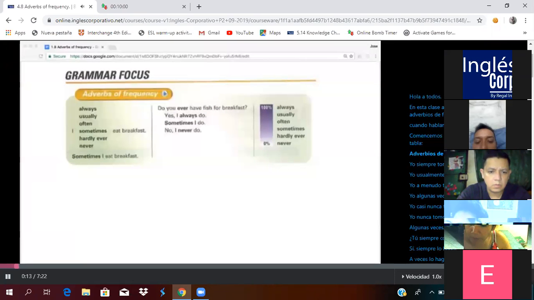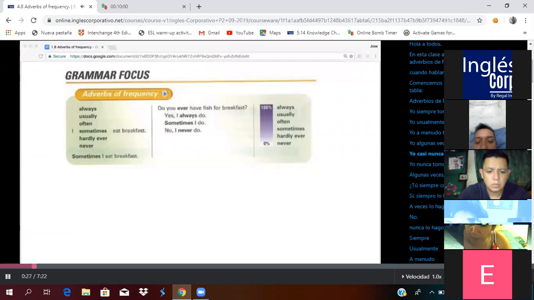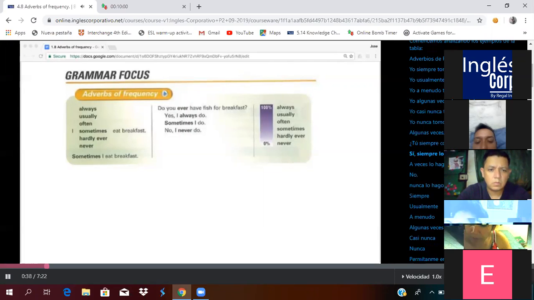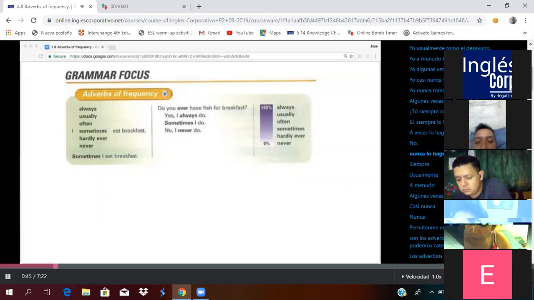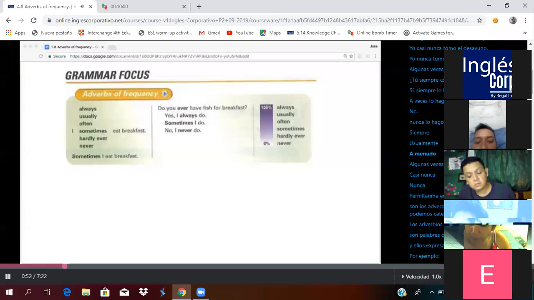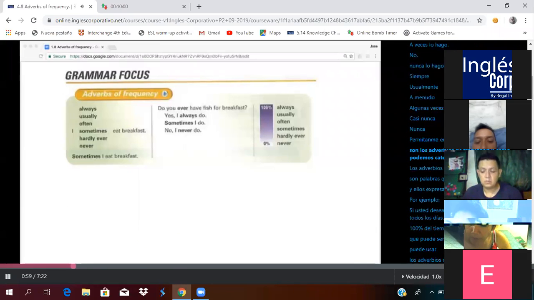Adverbs of frequency. I always eat breakfast. I usually eat breakfast. I often eat breakfast. I sometimes eat breakfast. I hardly ever eat breakfast. I never eat breakfast. Sometimes I eat breakfast. Do you ever have fish for breakfast? Yes, I always do. Sometimes I do. No, I never do. Always. Usually. Often. Sometimes. Hardly ever. Never. Let me start by explaining what adverbs of frequency are and how we can categorize them.